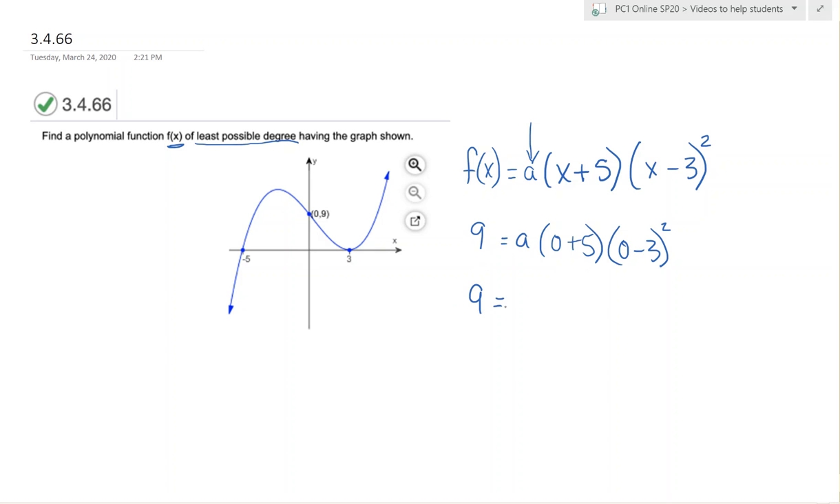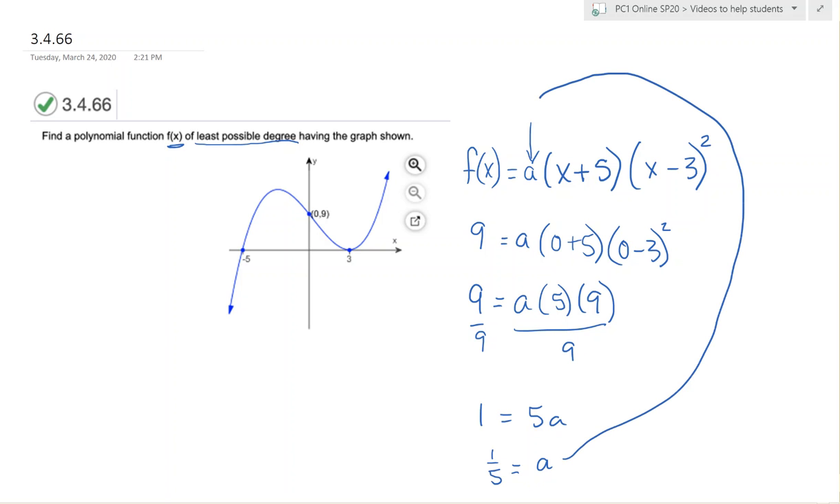And then I've got 9 is a times 5 times -3 squared, which is 9. And right here, if I divide both sides by 9, then I would have 1 equals 5a. So that means that a is 1/5. Now that you've solved for a, you can go back and backfill that a value of 1/5, and you know that that is the polynomial that you needed. Okay, that's it.